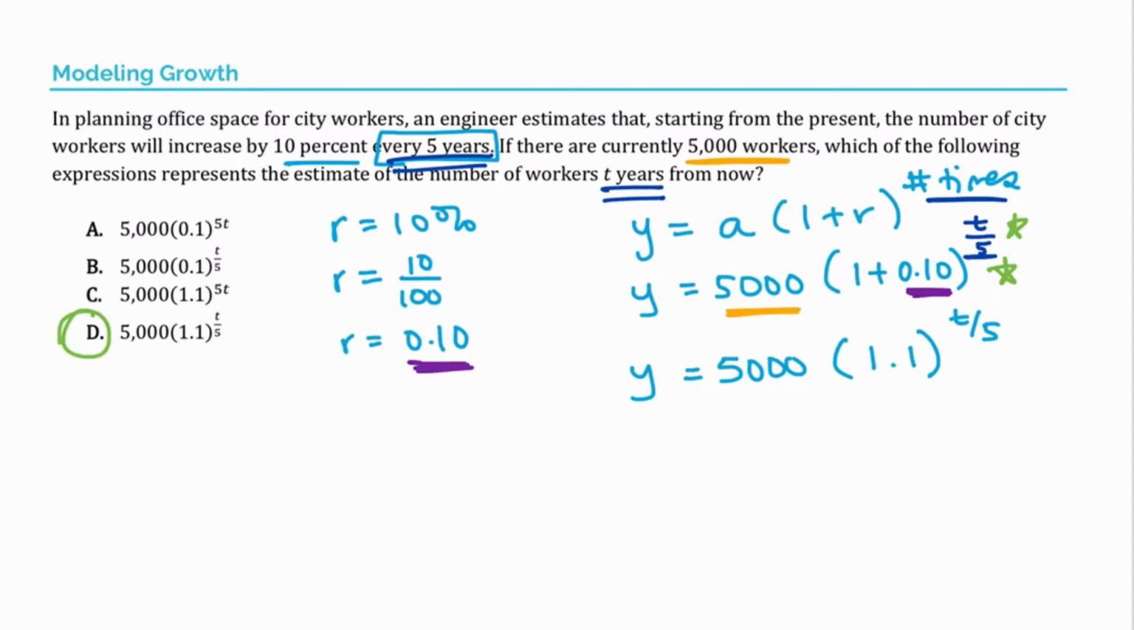Let me just double check. 5,000, 1.1, yep, to the power of T divided by 5. So that is the correct answer for our last modeling growth question.